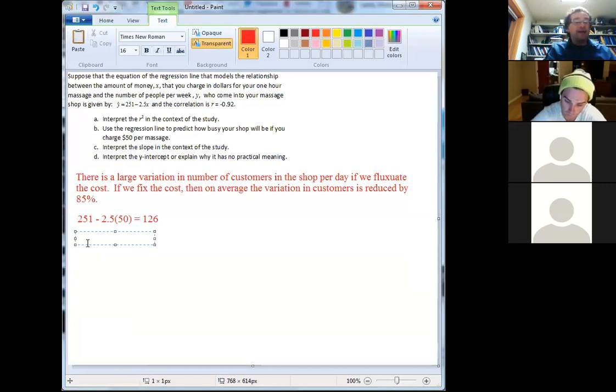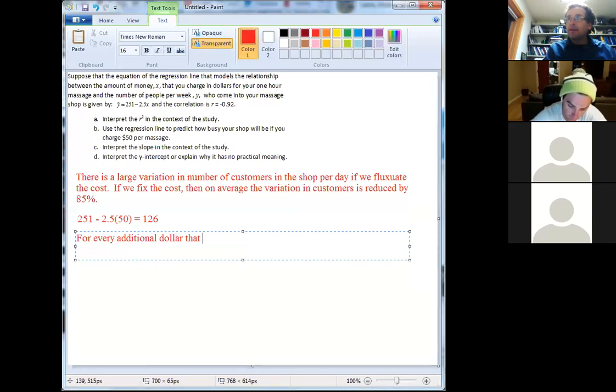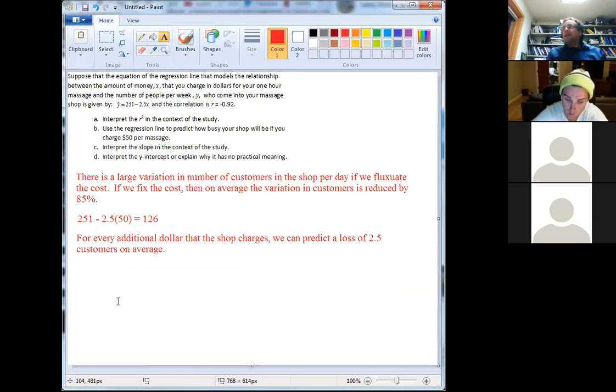So what we can say is that for every additional dollar that the shop charges, we can predict a loss of 2.5 customers on average. Any questions on that? Any questions? Okay.